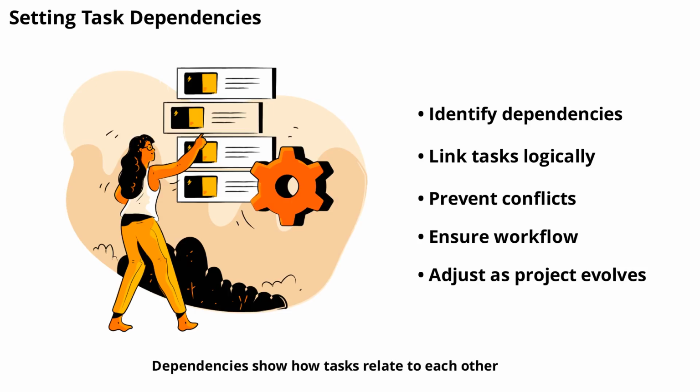Dependencies show how tasks relate to each other. Some tasks can only begin after others are completed. Scheduling software allows you to link tasks, creating a logical sequence. For example, you can set task B to start only after task A finishes. This prevents scheduling conflicts and ensures a smooth workflow. Review your project plan to identify dependencies and set them up in the software. Adjust dependencies as the project evolves to maintain accuracy.